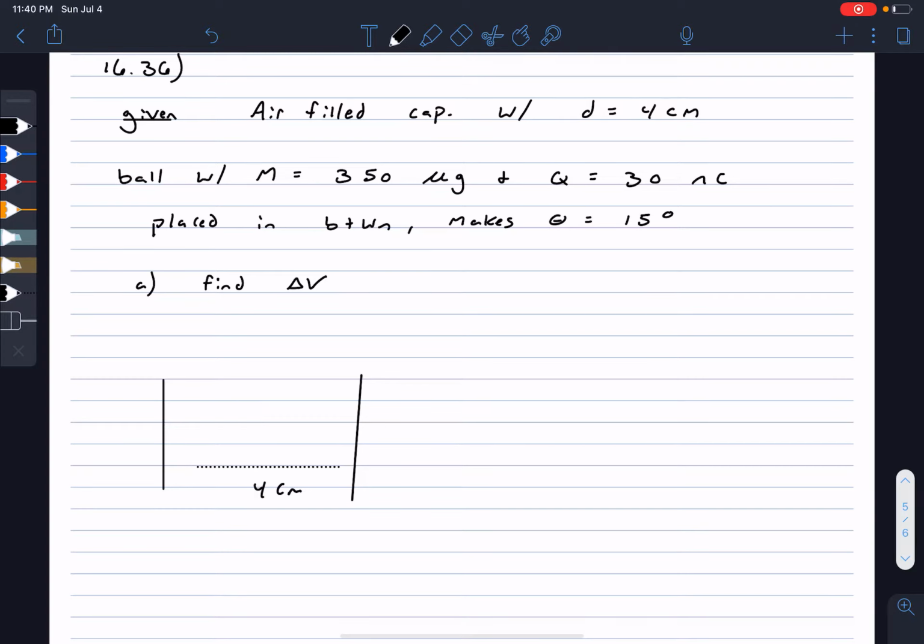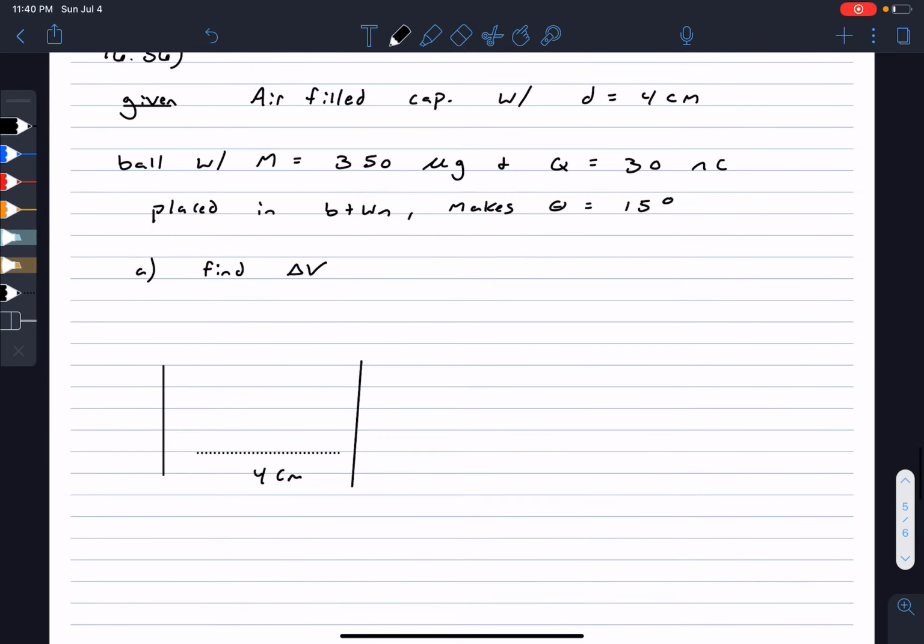4 centimeters here. And now what we do is we drop a ball that's charged, a sphere, right? And it's going to actually form an angle. That angle with the vertical is going to be 15 degrees. So something is happening here.